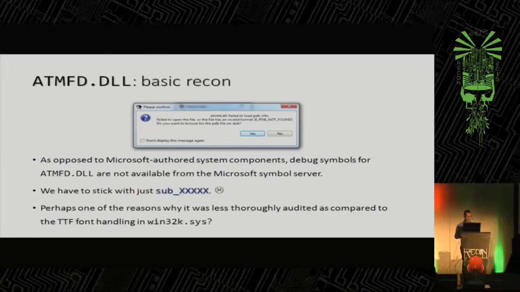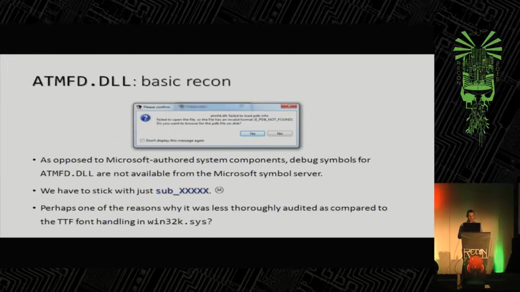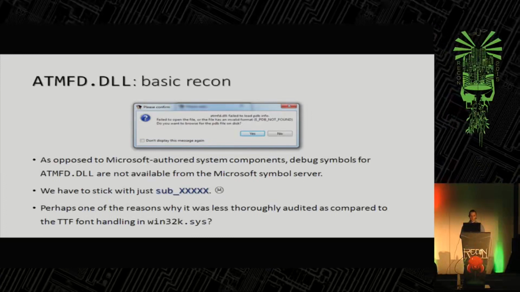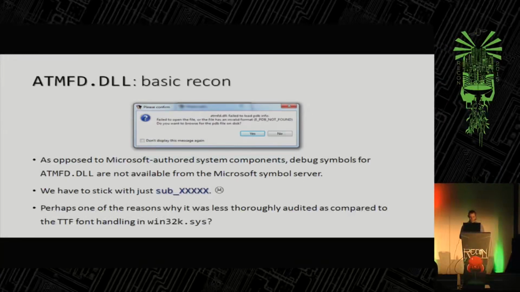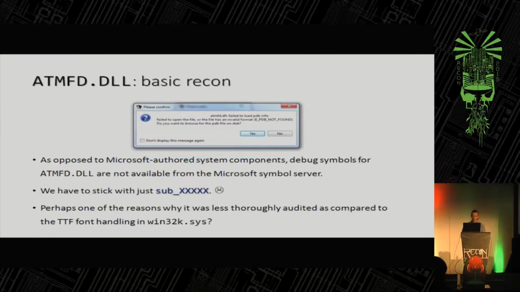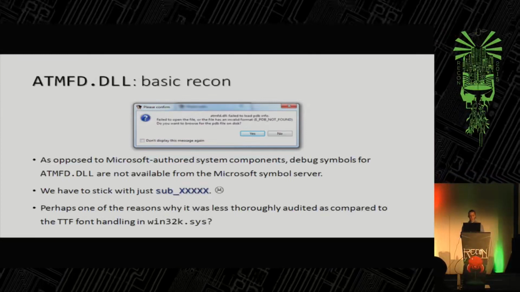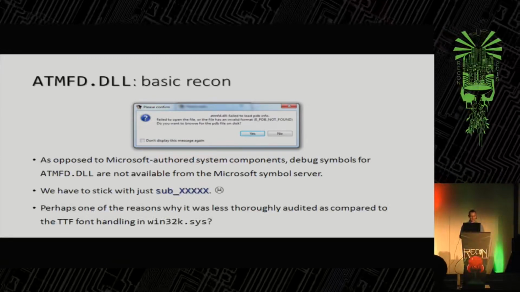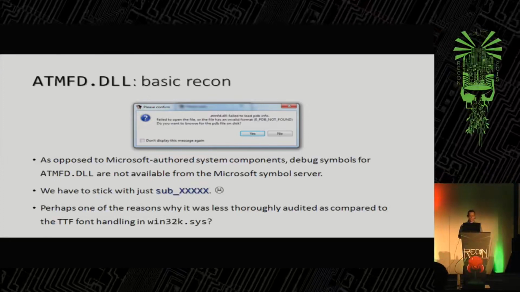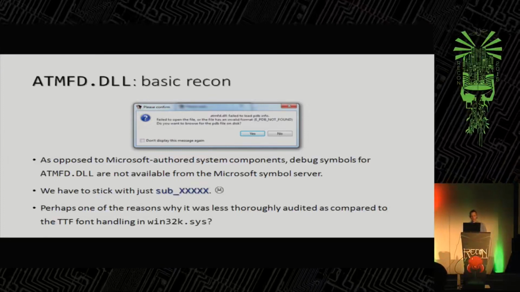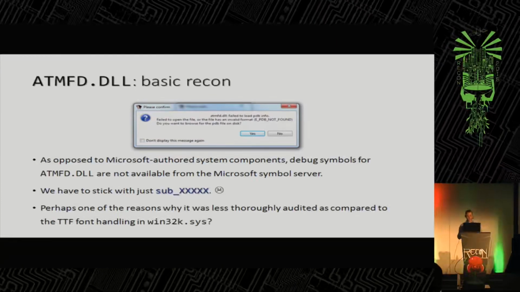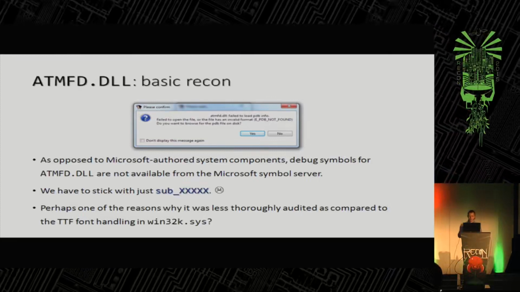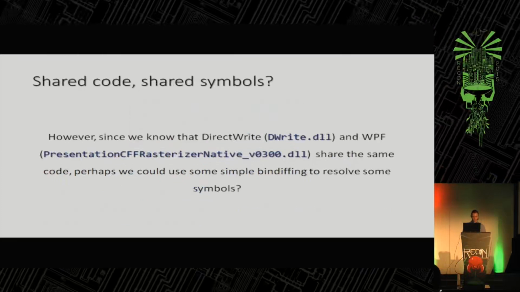So let's start with a quick primer into reverse engineering ATMFD. The first thing you see once you load it in IDA is that it doesn't have the symbols available from the Microsoft symbol server, because it's basically not Microsoft-authored code, so they don't make the symbols available. We unfortunately have to stick with unnamed names, sub_ and the address or whatever. So this is actually quite a bit of interesting information that we're missing. And I suspect that this might be a reason why it was less thoroughly audited compared to Win32k, which has all of the symbols available, because the entry bar is actually quite a bit higher.